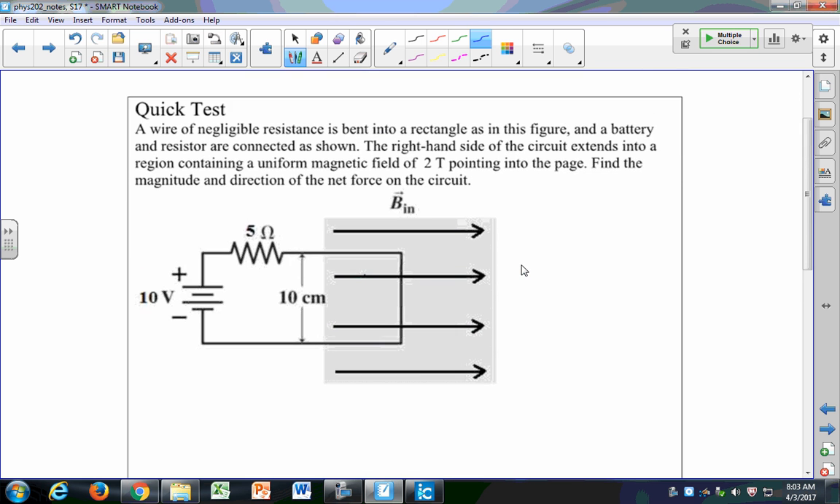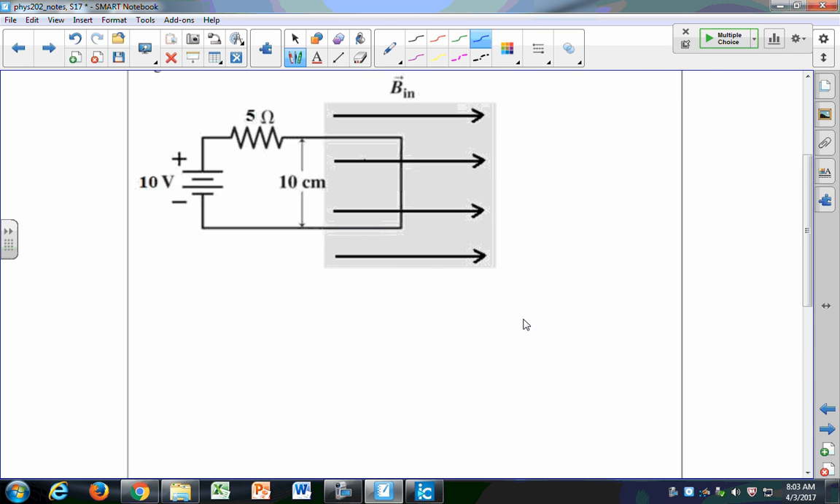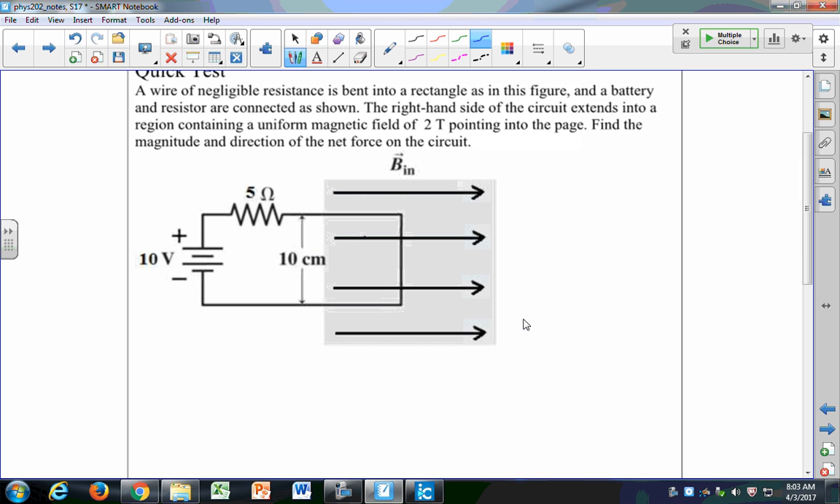Let's try this. Y'all just calculate the magnitude and the direction of the net force on this circuit, a circuit with a battery here. I don't think I've seen this symbol before.